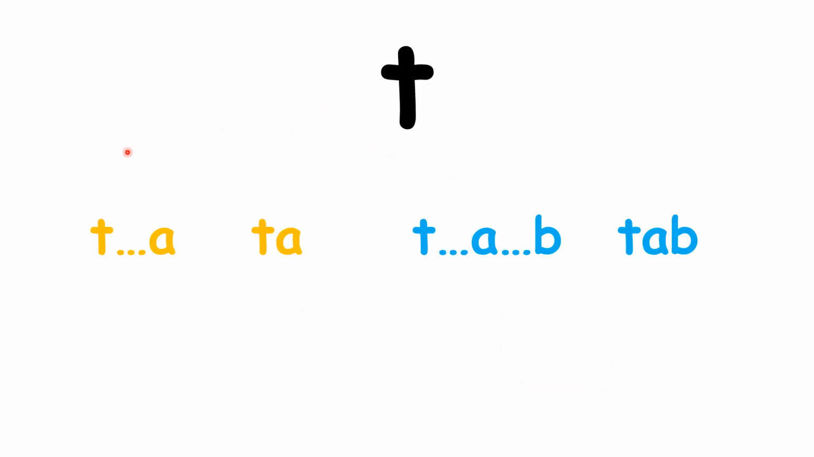Letter T sound as T. Let's read. T, a, ta. Again. T, ab, tab. Okay, it's your turn. Sound it first. Tab. Very good.